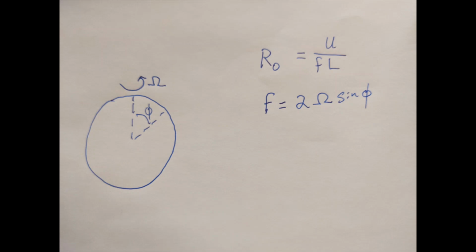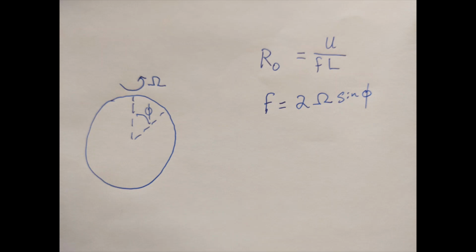The Rossby number is the ratio of effective forces to the Coriolis force, where U is the characteristic velocity, L is the characteristic length scale, and f is the Coriolis parameter. The Rossby number is small at the pole where Coriolis forces dominate, and it is larger at the equator where effective forces dominate.